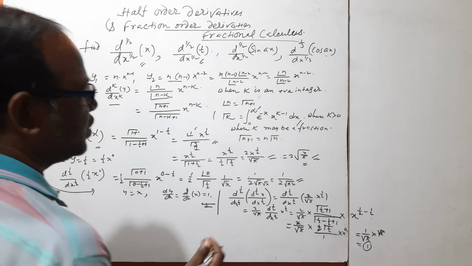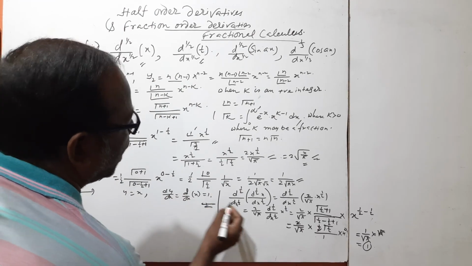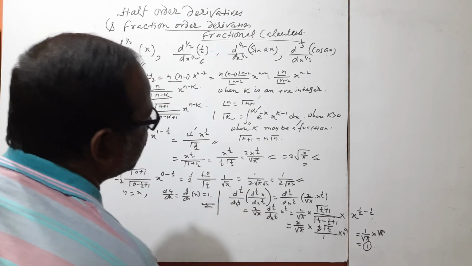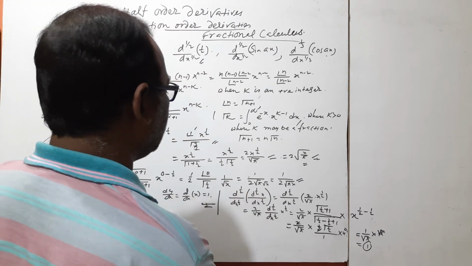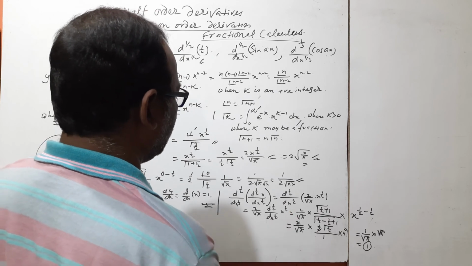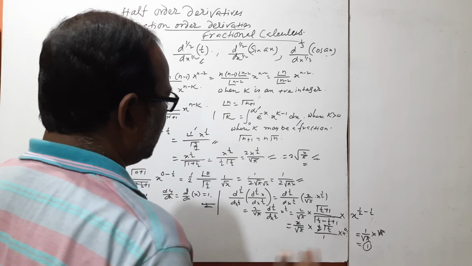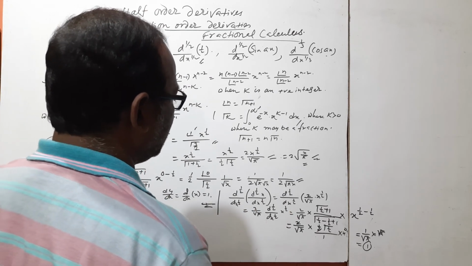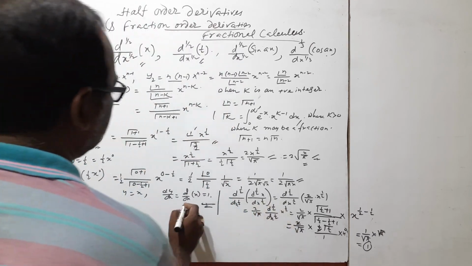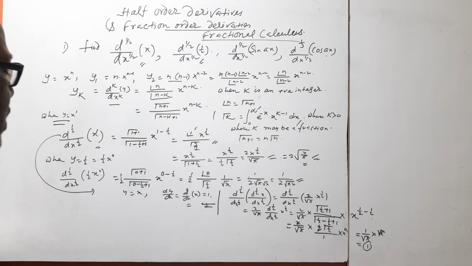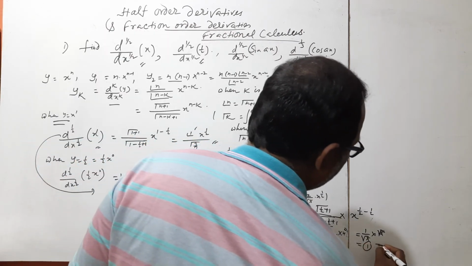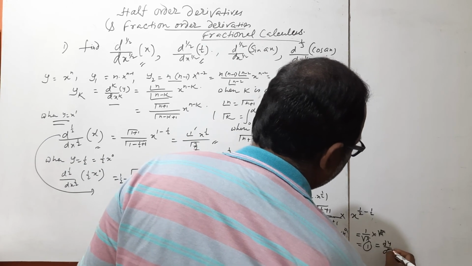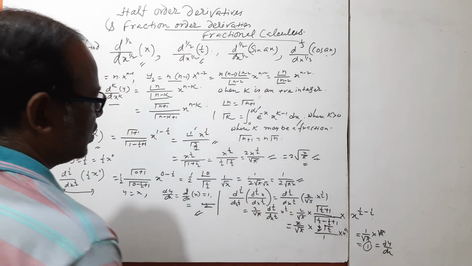So from this theorem we can easily show that if we add these two, half plus half is 1, so d half of d half of x is dx of x here. So this is the first order. Okay, it's proved.